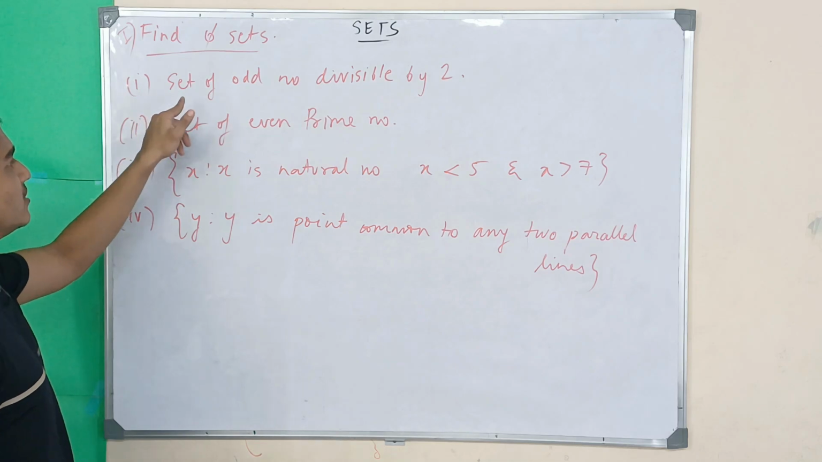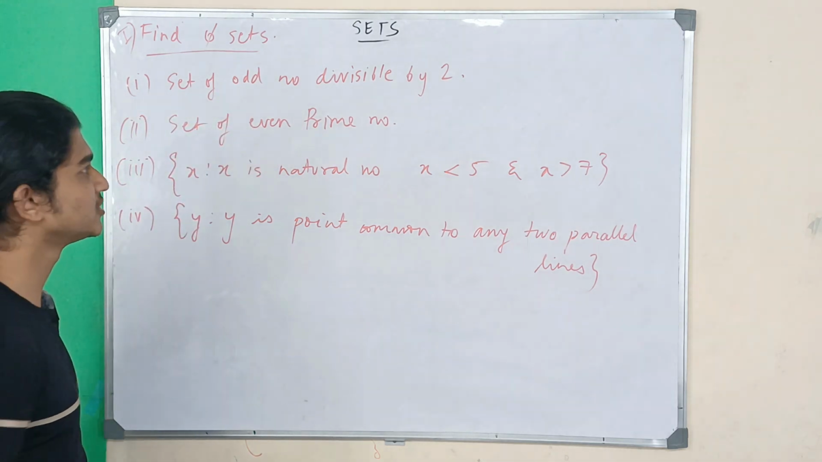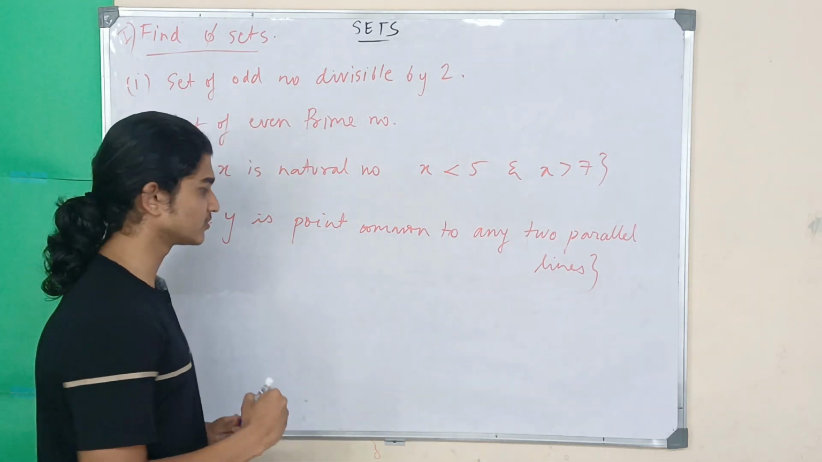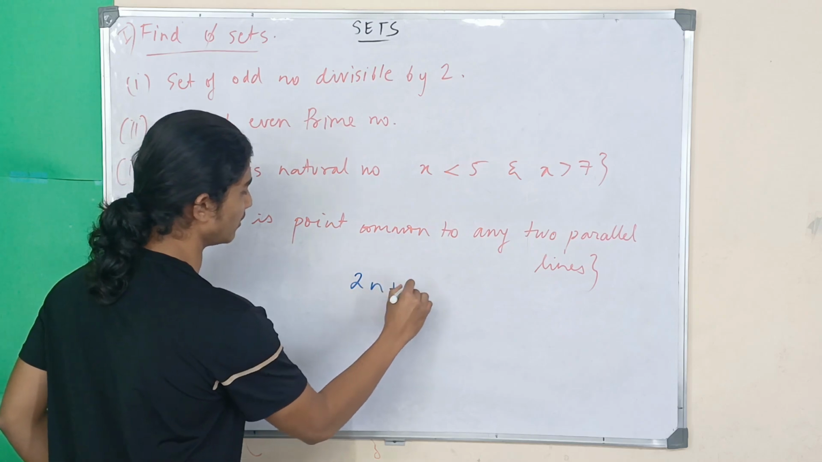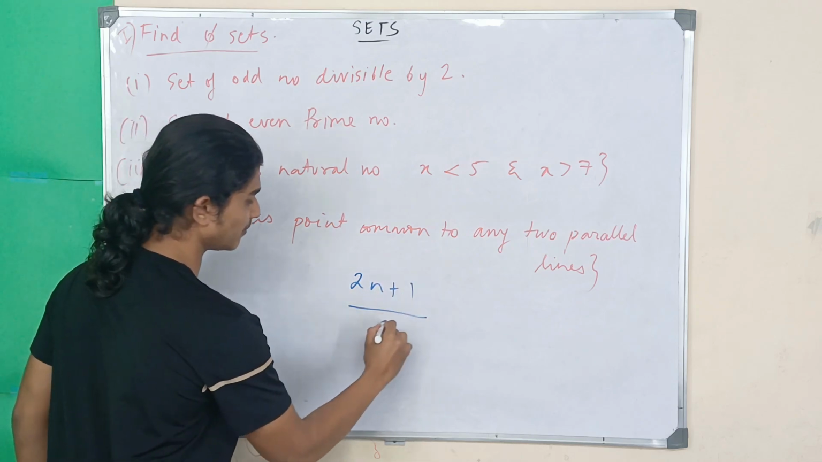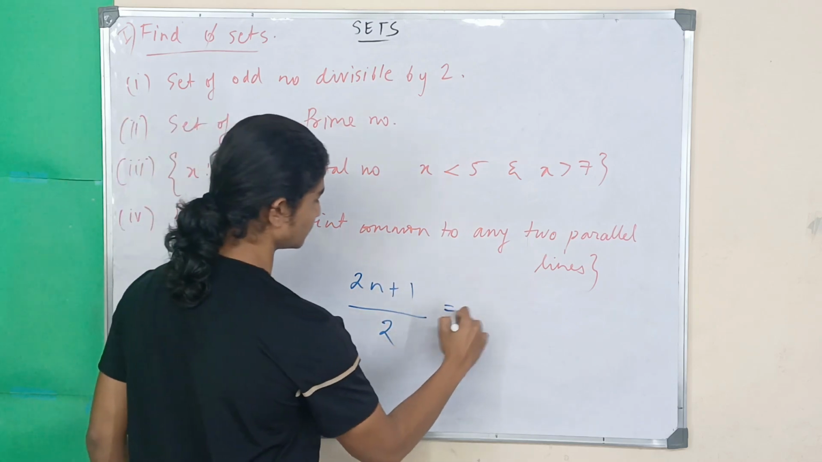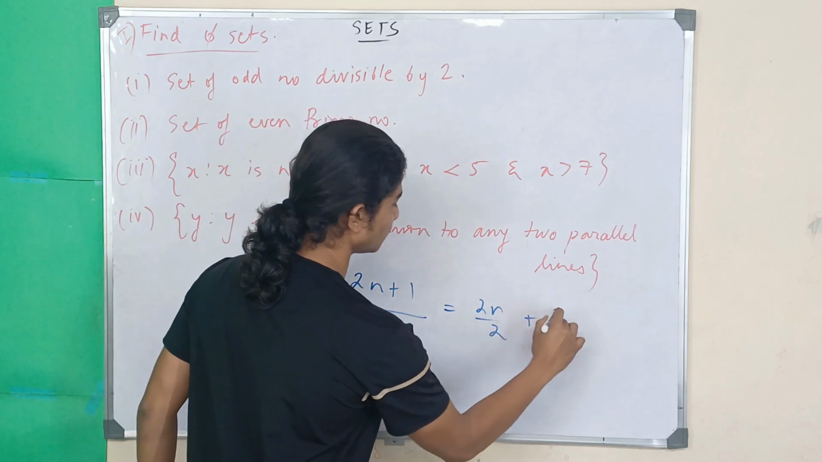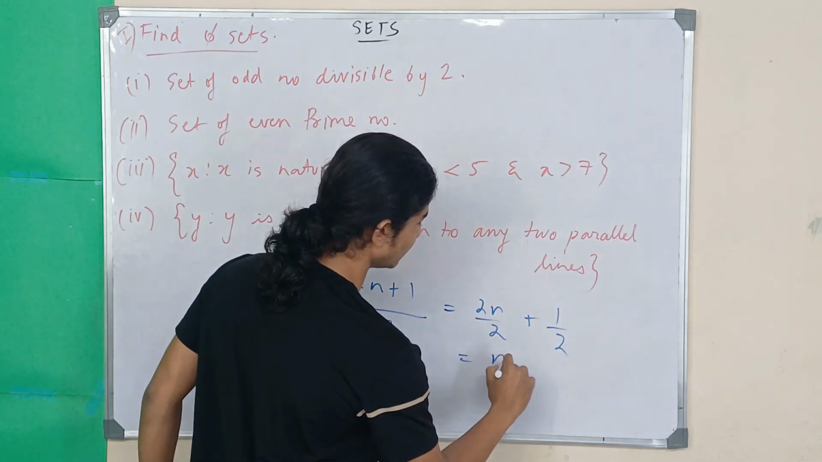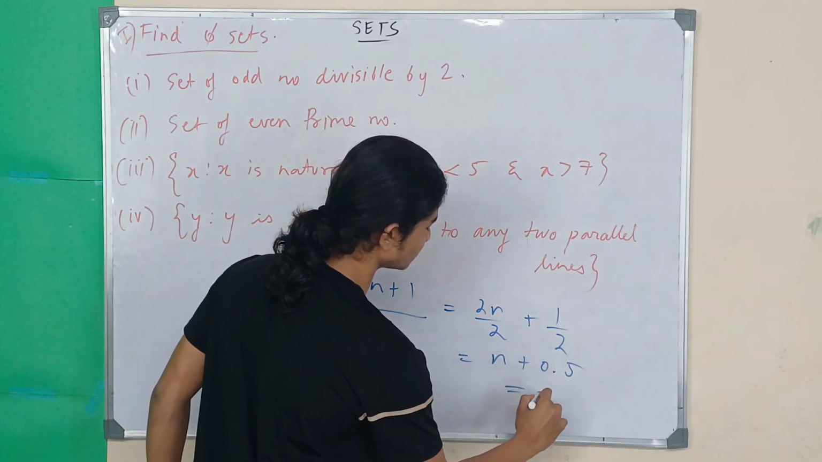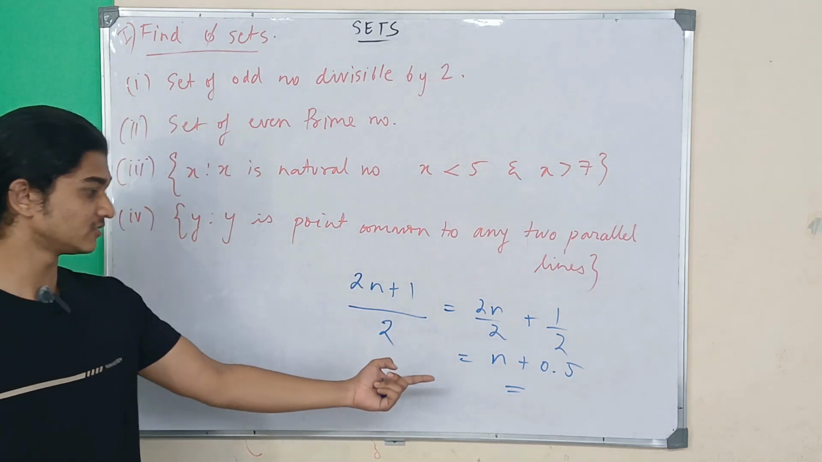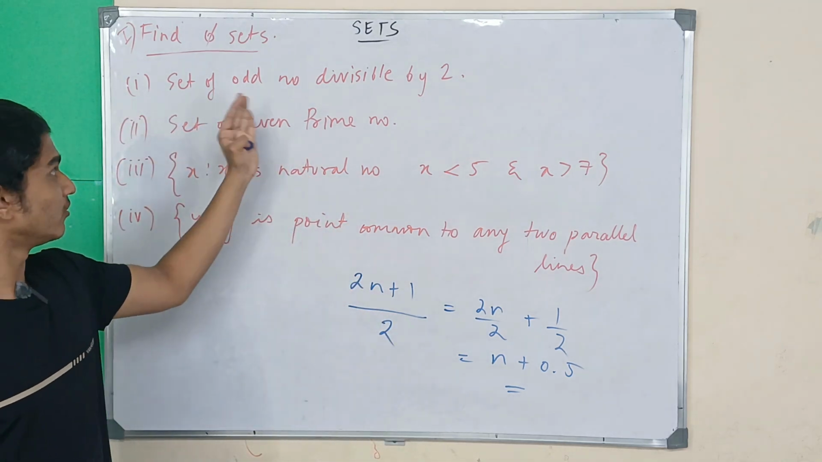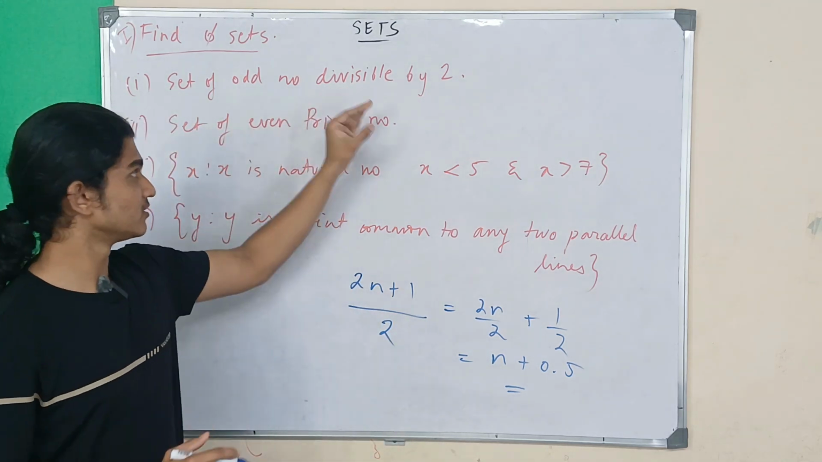The first one is the set of all odd numbers divisible by 2. So what are all odd numbers? They are in the form of 2n plus 1. Now is this divisible by 2? Let us find this. 2n by 2 plus half, you're going to get n plus 0.5. Now this is not an integer. So from this I can say not every odd number is divisible by 2.